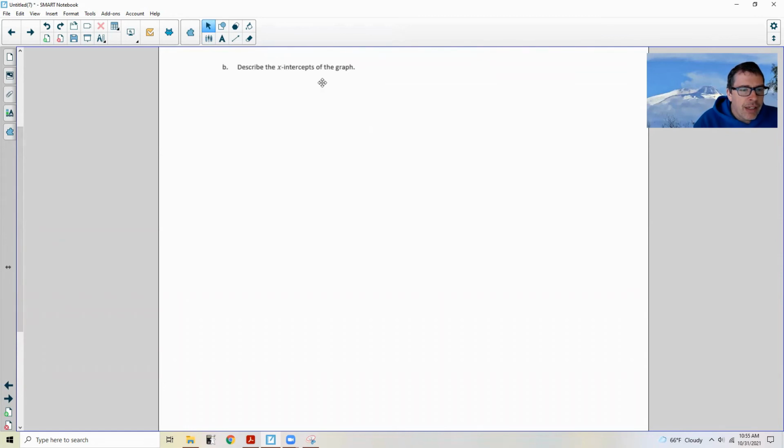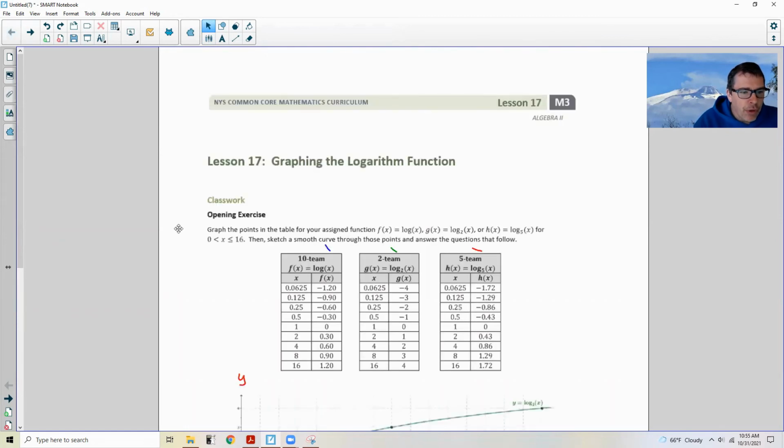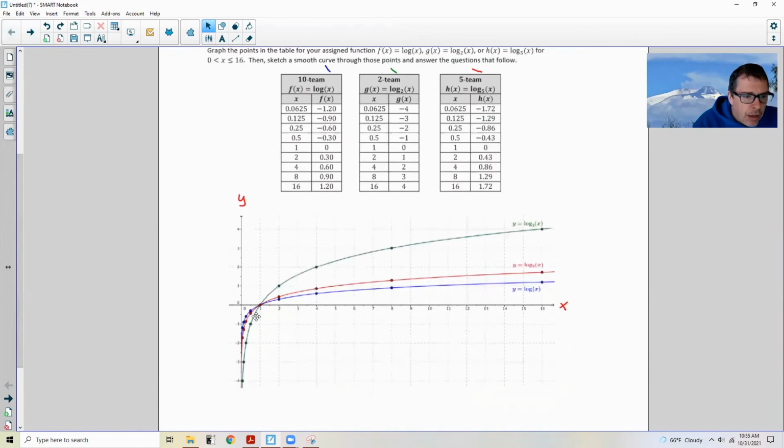Describe the x-intercepts of the graph. So if we go back, for the green one, which is team 2, it's right here at 1, 0. For the red function, team 5, that was 1, 0. And for the blue function, which is team 10, that was also the point 1, 0.